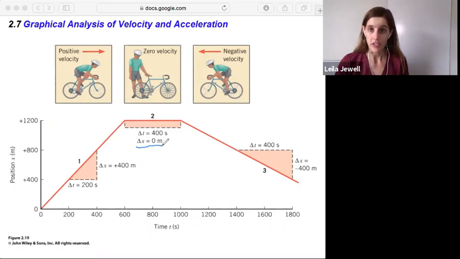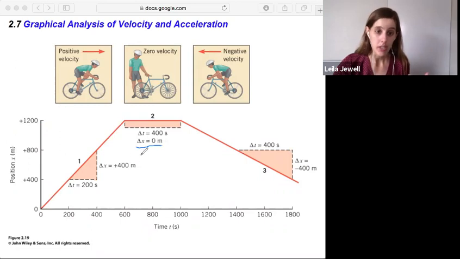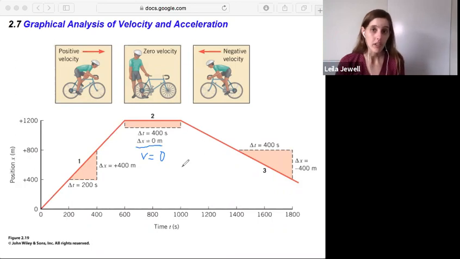Time is still passing, but the position is not changing. The cyclist is stationary. So if you look at the change in position over the change in time, you'd find that it's 0 divided by that time. So the cyclist is not moving. So when it's a flat line, that's 0 slope and 0 velocity.